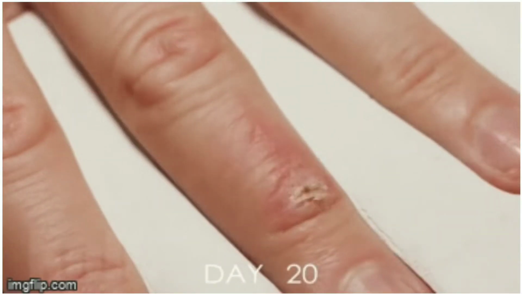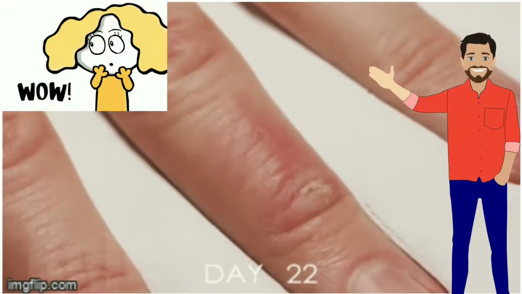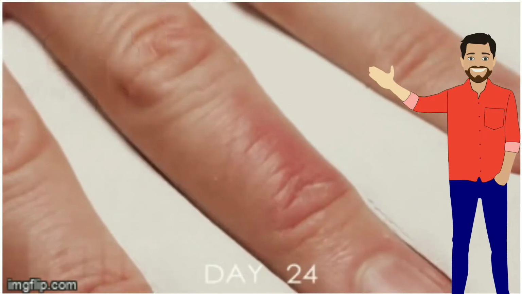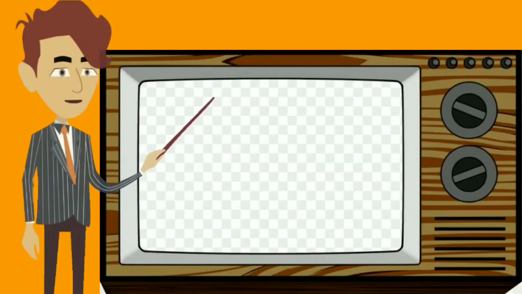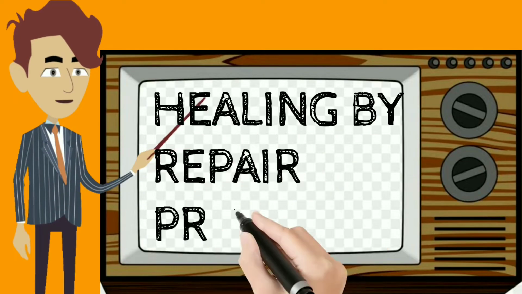Just like skin, the healing process of skin is also very interesting. Today, we learn about the healing process of skin by the repair process. Let's explore the healing process in our body.